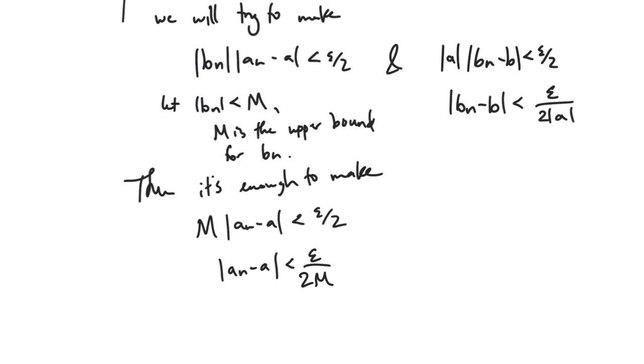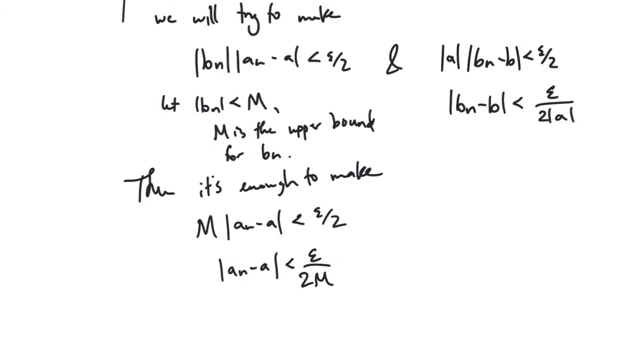So all of this is going to come together. This is kind of complicated. All of this is going to come together by saying if we choose the N big enough to make this part less than epsilon over 2|a|, and make this part less than epsilon over 2M, then everything will work out great.